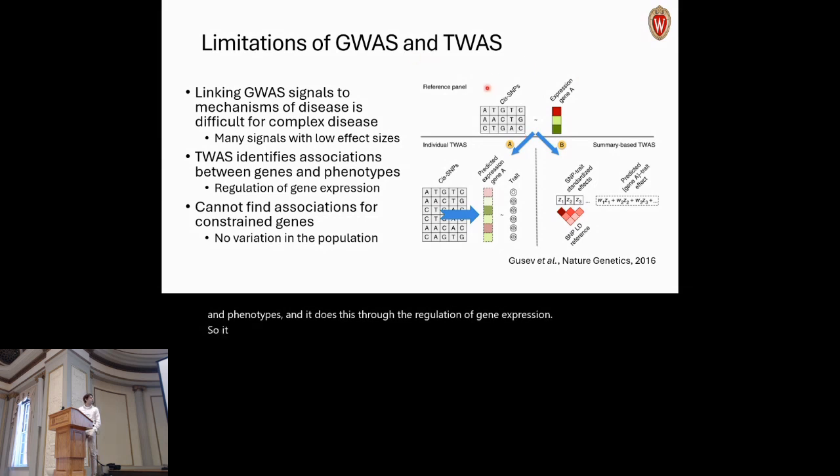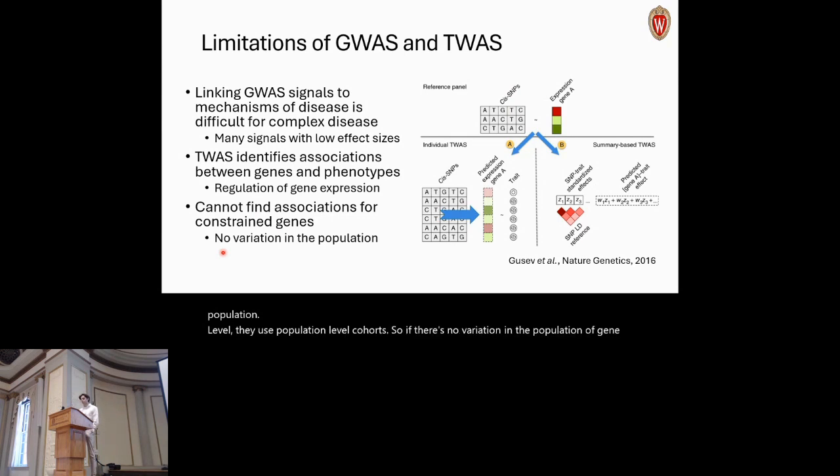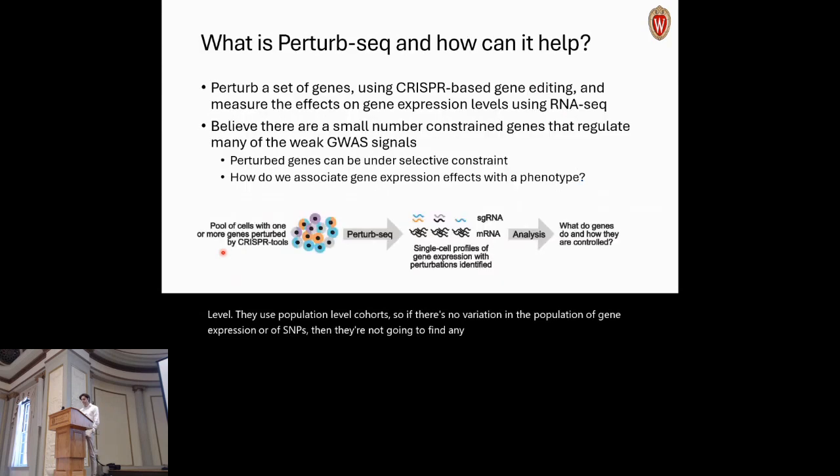So it uses a reference panel of genetic data and gene expression data from donors and healthy tissues, and then trains imputation weights. And then later you can use genetic data from other individuals to predict their gene expression for genes and then associate them with traits. But importantly, a limitation of both of these methods is they cannot find associations for constrained genes because they use population level cohorts. So if there's no variation in the population of gene expression or of SNPs, then they're not going to find any association. So what is Perturb-seq and how can it potentially help us?